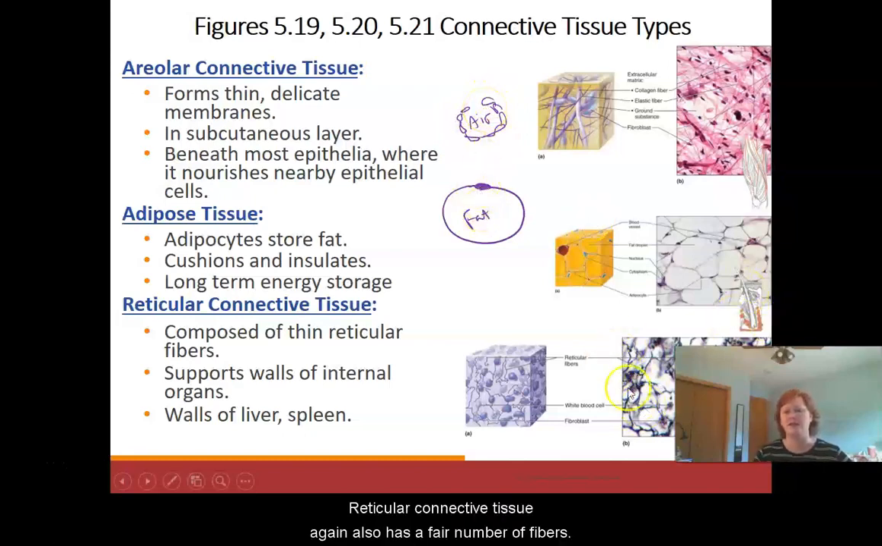Reticular connective tissue, again, also has a fair number of fibers. When you're studying some of the slides and being able to identify these different tissues, don't look at the colors, because the colors are just whatever the scientists decided to use when they stained them for the slide. So you can't guarantee that areolar tissue, for example, looks pink. That's just a dye or a stain that they used.